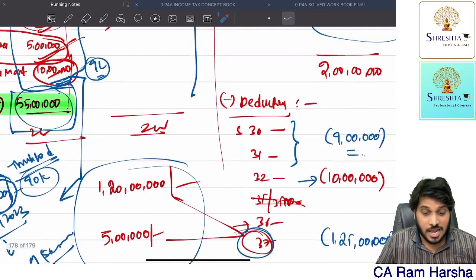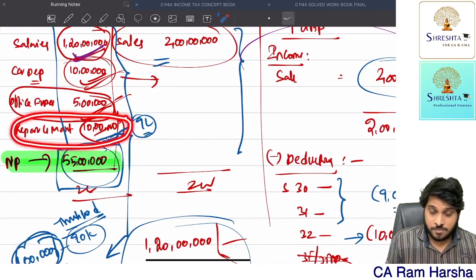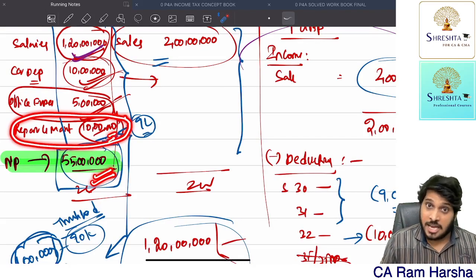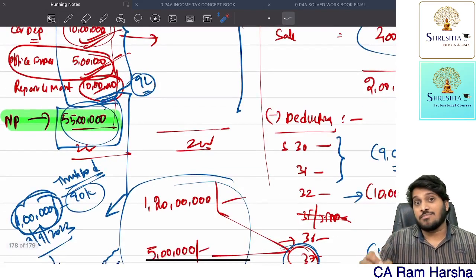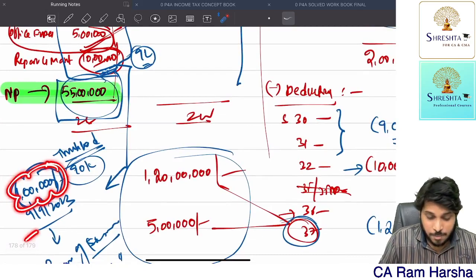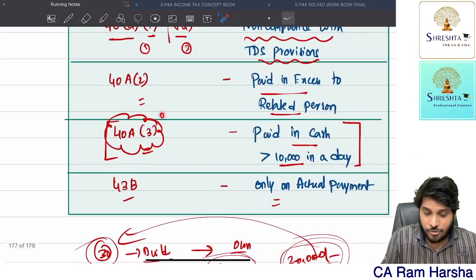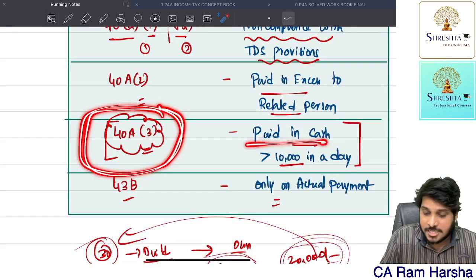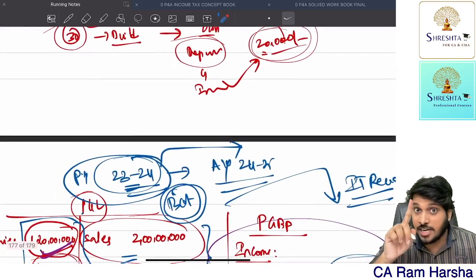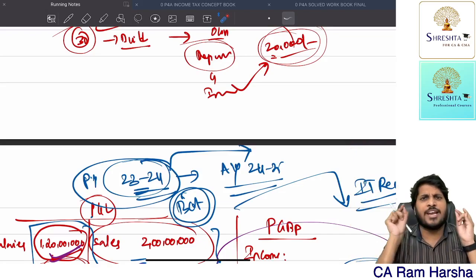Remember. Now, last item. Look at this carefully. Repairs and maintenance, how much? 10 lakh. While calculating this 55 lakh profit, this 10 lakhs is reduced, correct? Yes. Tell me, as per income tax law, out of this 10 lakhs, 1 lakh rupee is paid in cash to a single person on a single day, as per section 40A(3). Since the amount is paid in cash, more than 10,000 on a single day, only that 1 lakh, out of 10 lakh, is in cash. The remaining 9 lakh is paid in banking mode only.